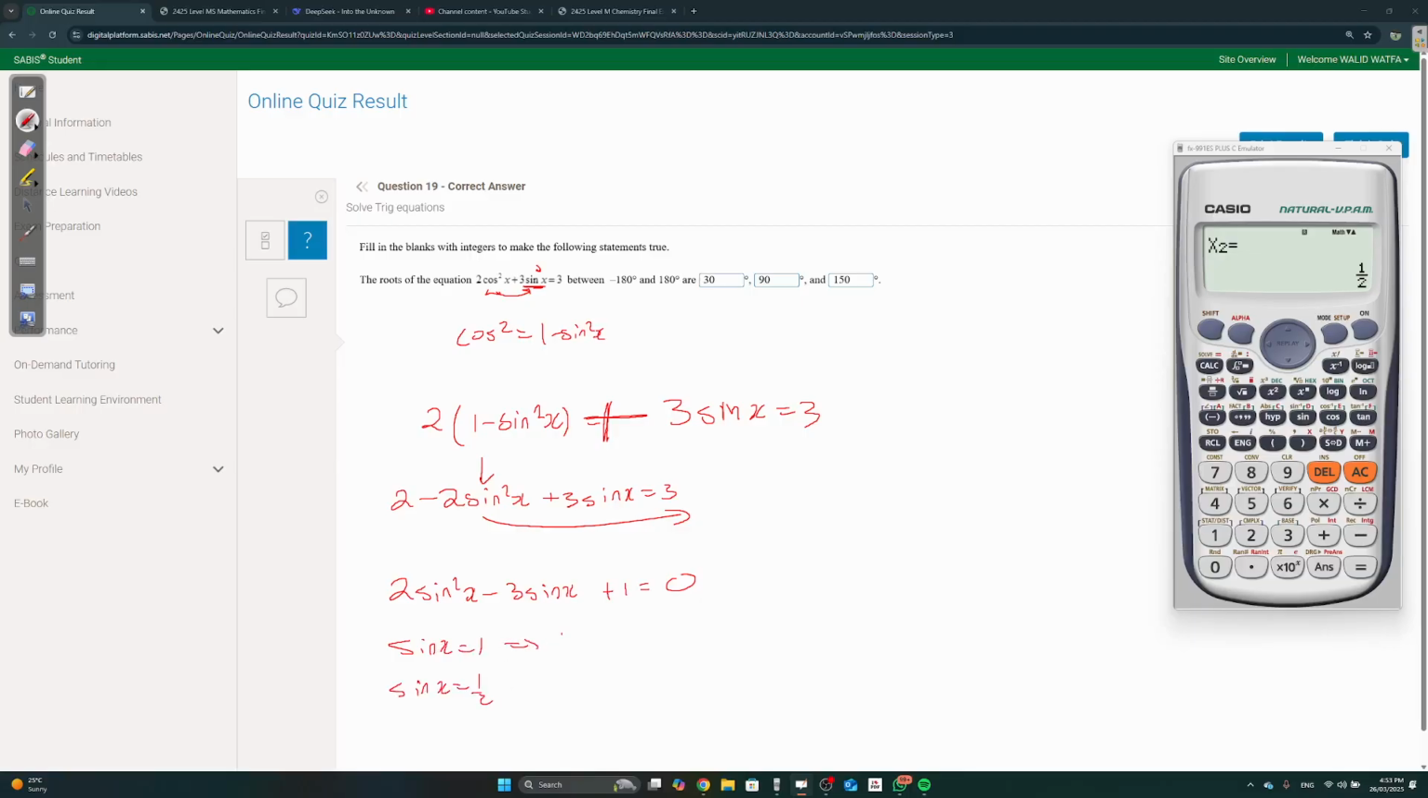Okay, sine x equals 1, so x equals 90 degrees. What's the other solution? 180 minus 90, which is just 90. So it's the same thing. Sine x equals half, x will be equal to 30 degrees. The second solution will be what? 180 minus 30, which equals 150 degrees.